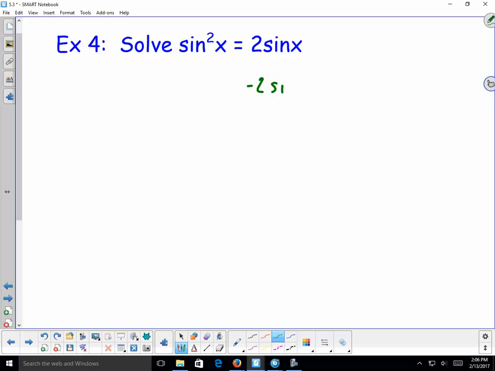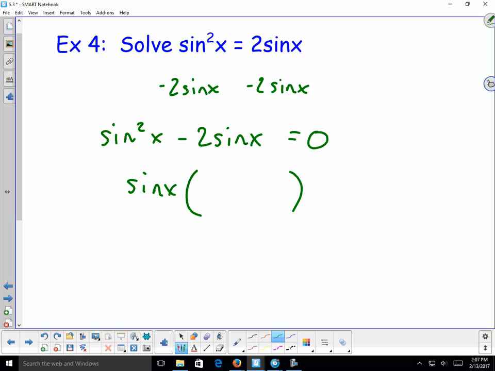All right, let's do that. Let's subtract 2 sine x from both sides. And that's going to get us sine squared x minus 2 sine x equals 0. It's pointless to factor unless you have 0 on one side of the equation, because the whole purpose of factoring is to get a product of 2 or more things equal to 0, so one of them has to be 0, right? In this case, what can we factor out here? Sine x. So if I factor out a sine x, what's going to be left when we factor here?